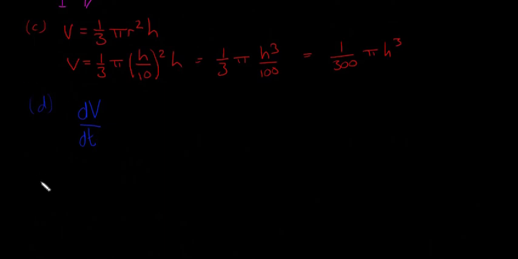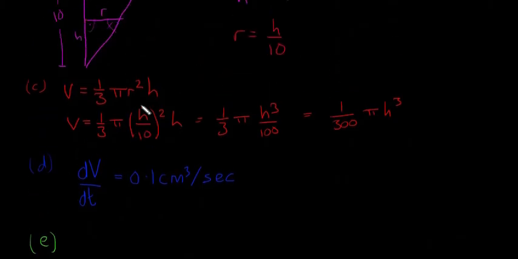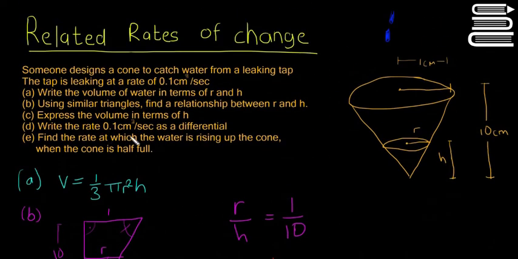And we'll go green for the last one. Sorry, I'm just going to write one more thing in here. That's equal to 0.1 centimeter cubed per second. Okay, so now question E is going to ask us, find the rate at which the water is rising up the cone when the cone is half full. Okay, so this is kind of a hard one, but we'll manage it anyway.